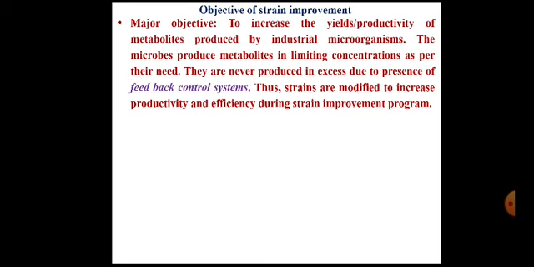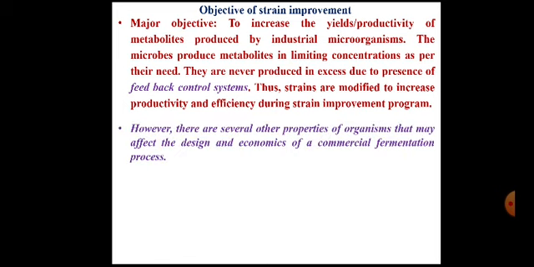So the strains are modified to increase the productivity and efficiency during the strain improvement program. That is the major objective of strain improvement. But at the same time, you need to remember that improvement of strain to increase productivity is the major objective, but there may be a decrease in the yield or productivity due to factors other than this particular factor. So these other factors should also be considered during the strain improvement program. There are several properties of the organisms that may affect the design and economics of the commercial fermentation process. That means there may be a decrease in yield due to factors other than the productivity factor.